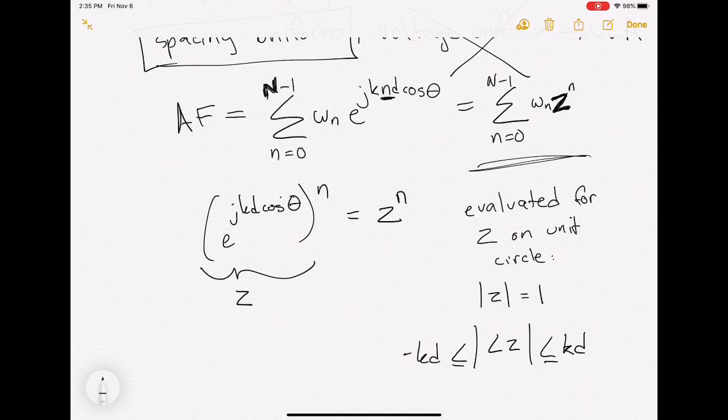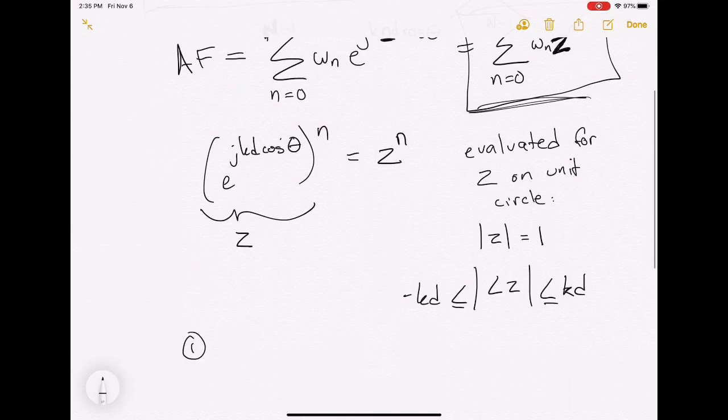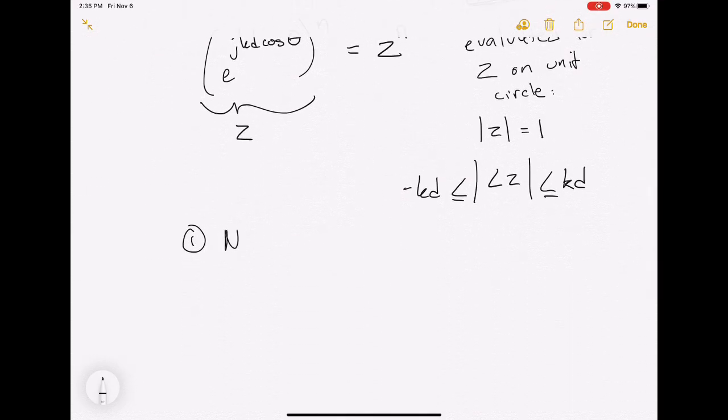If we think about it as a polynomial, there are actually some pretty cool facts about this that can be taken advantage of in order to design the array factor pattern that we want. First of all, this polynomial has N minus 1 zeros. They might not all show up on the unit circle, but it always has N minus 1 zeros. We'll name them z1, z2, z sub N minus 1. We'll talk about those a little bit more.